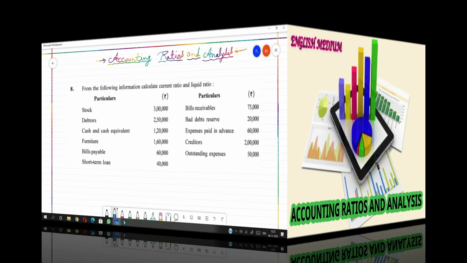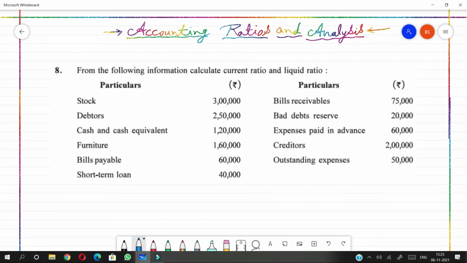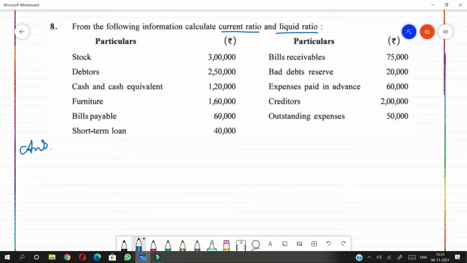Good morning, students. Today we are going to understand next two sums from accounting ratios and analysis. Sum number 8. From the following information, calculate current ratio and liquid ratio. Then students, first of all, we have to calculate current ratio.